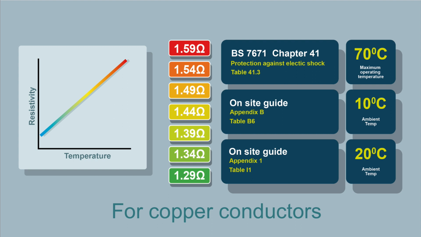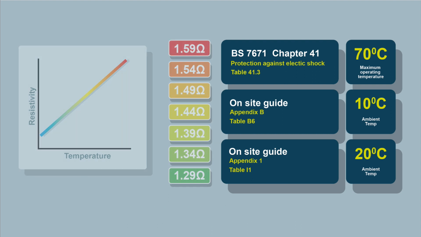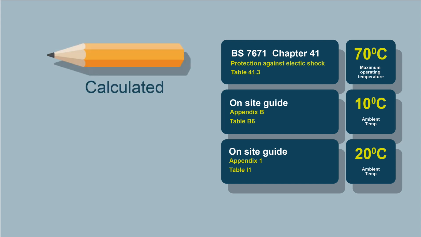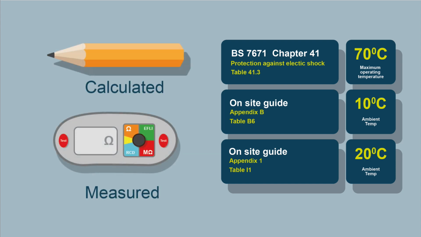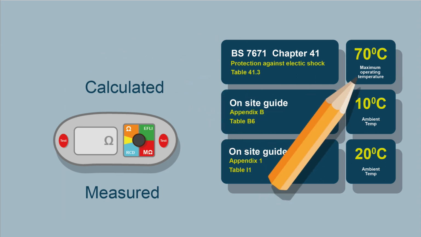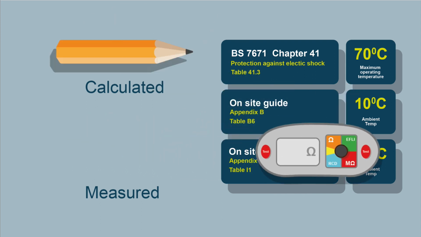So we need to take into account the temperature when we're calculating our earth fault loop impedance or we're measuring our earth fault loop impedance. When we're calculating, we want to consider conductors operating at their maximum limits. So we'll be using BS7671. When we're on site actually testing an installation, we'll be doing it at ambient temperature.